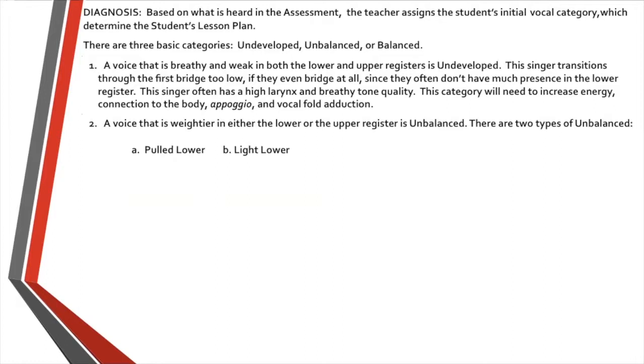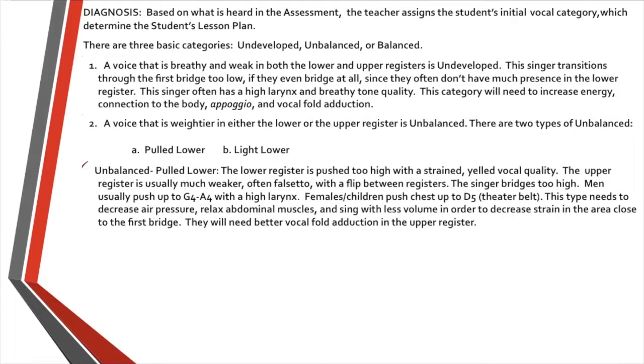A voice that is weightier in either the lower or the upper register is unbalanced. There are two types of unbalanced, the pulled lower or the light lower. The unbalanced pulled lower singer, the lower register is pushed too high with a strained, yelled vocal quality. The upper register is usually much weaker, often falsetto with a flip between the registers. The singer bridges too high.